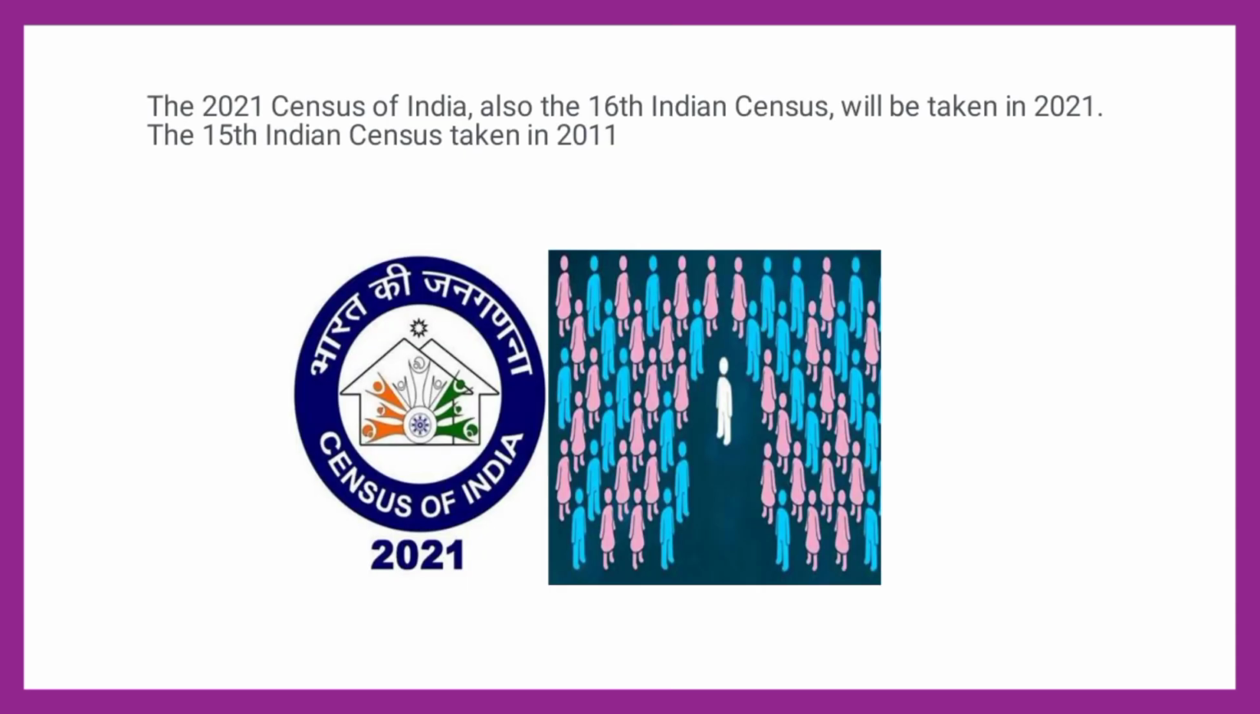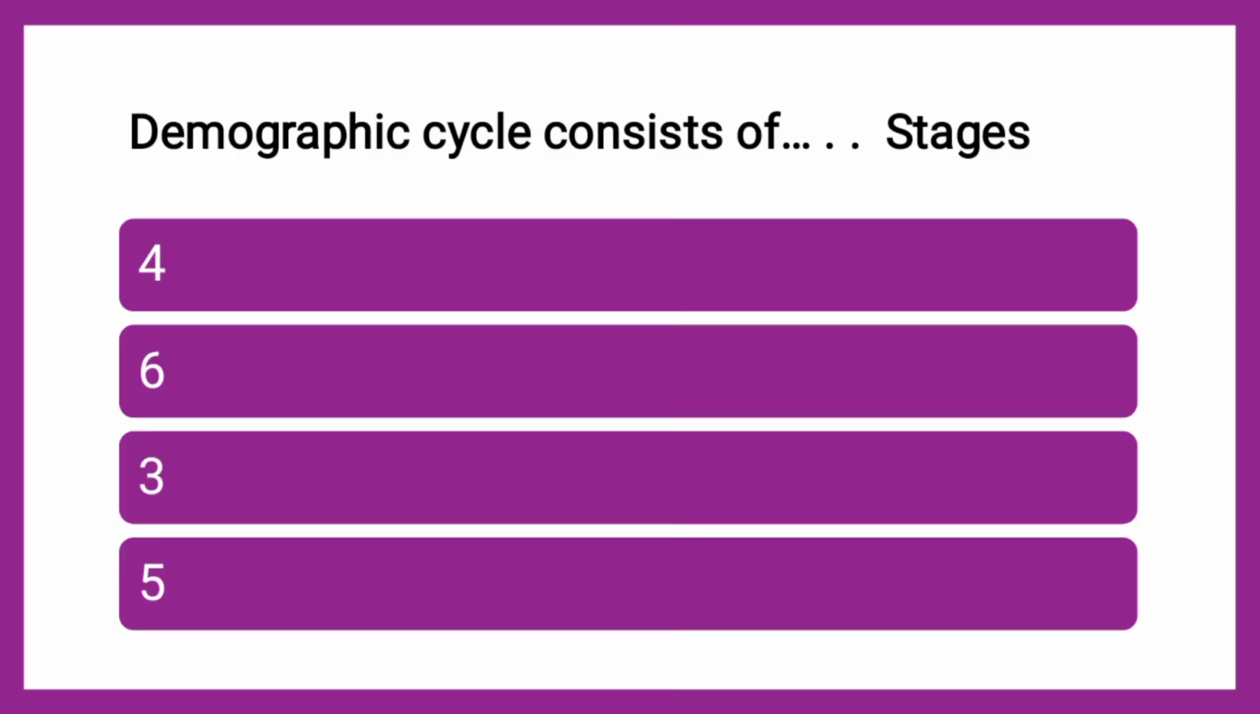As you can see here, the 2021 census of India is the 16th Indian census which will be taken. The 15th Indian census was taken in 2011. 2011 ends with 1 and 2021 ends with 1, but due to pandemic issues it has been postponed or delayed. So, Census of India 2021. For further information you can go to the official site indiacensus.gov.in.